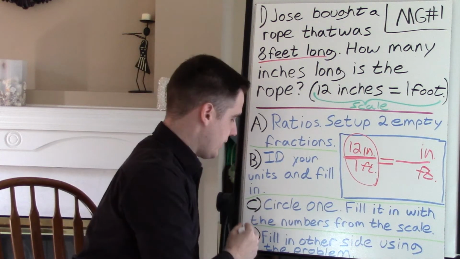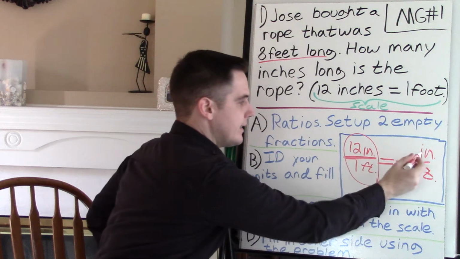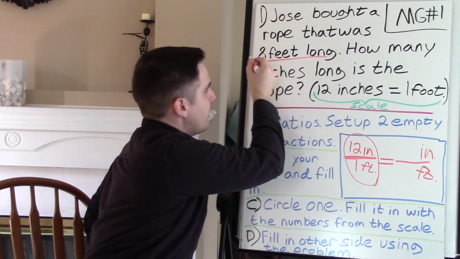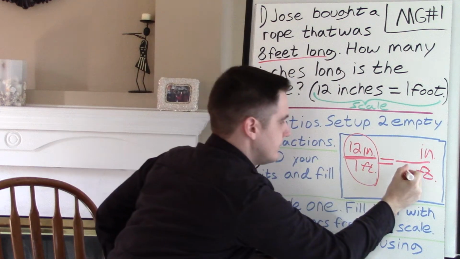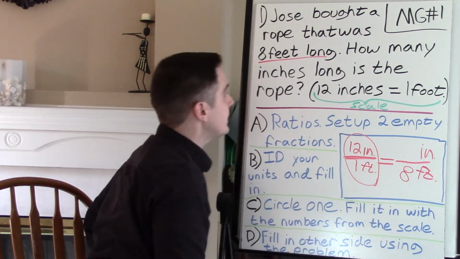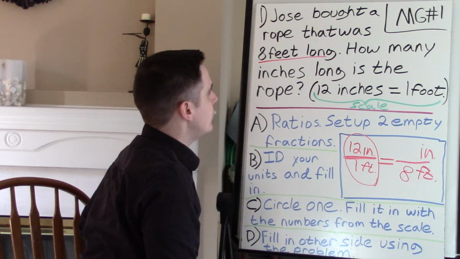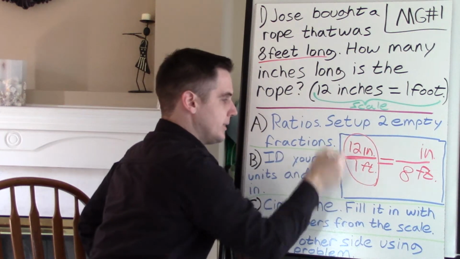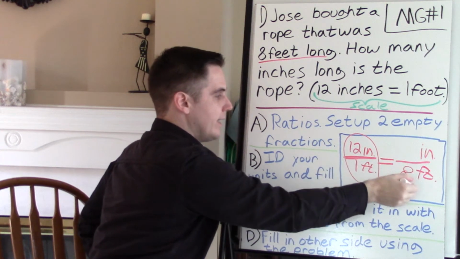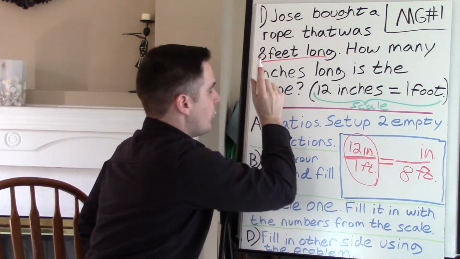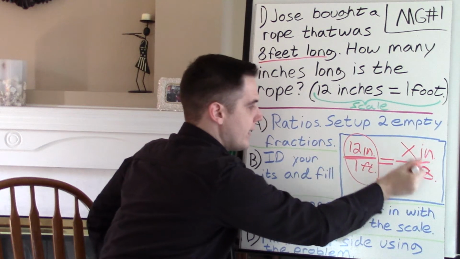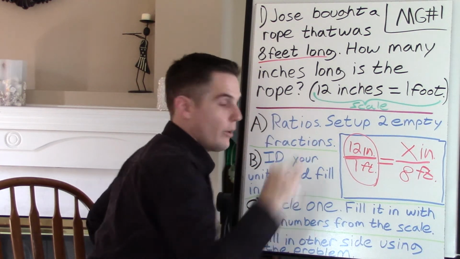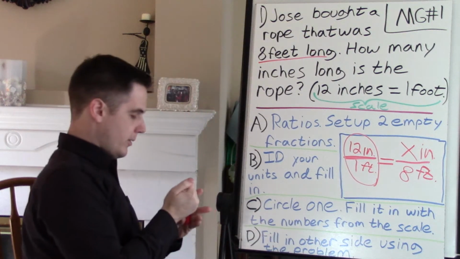Okay, but to continue with D, we stay consistent, and now we know that in the problem we have 8 feet, so I'm going to put 8 by feet. And how many inches long is the rope? We don't know. We've already used this. This is the scale. The scale is the one we circled. This is not scale. This is what's from the problem. We don't know any inches, so that's just going to be X. And the answer to this problem is solving for X. So let's go ahead and do that.